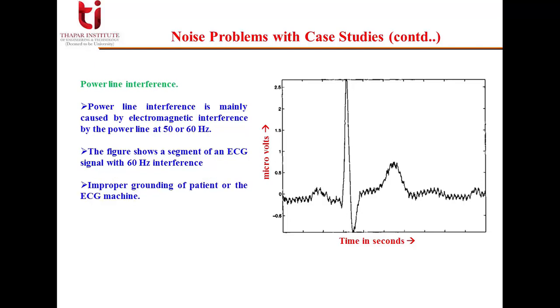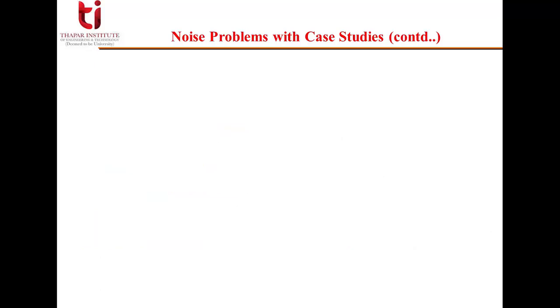Also, this noise can be due to improper grounding of the patient and the ECG machine. Electrical equipment induces a 50 or 60 hertz signal in the input circuit of the ECG machine, for example air conditioners and elevators, which draw heavy power line current. So they can also interfere with the actual ECG signal. This figure shows the regular, periodic structure of the power line interference.